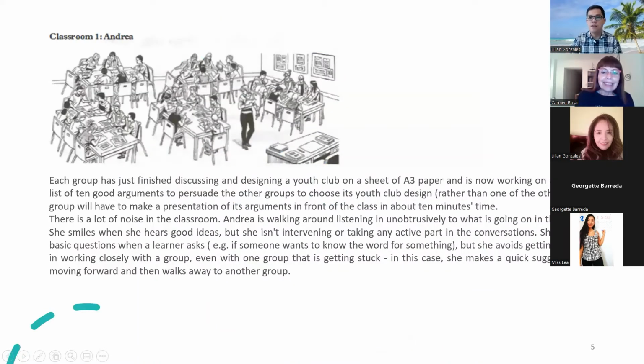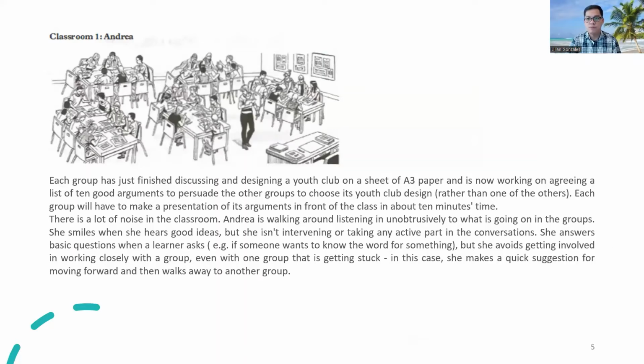Okay, so let's look at some classes. I will show you 4 classes, and let's see if you can identify yourself with one of the classes, or maybe give your opinion about one class. For example, the first class is Andrea's. Each group has just finished discussing and designing a youth club on a sheet of paper, and is now working on agreeing a list of 10 good arguments to persuade the other groups to choose its youth club design.